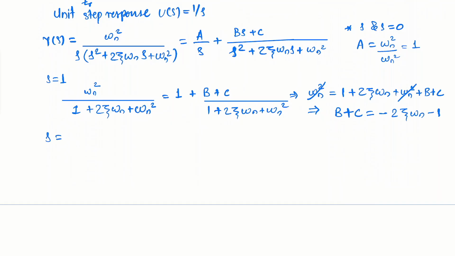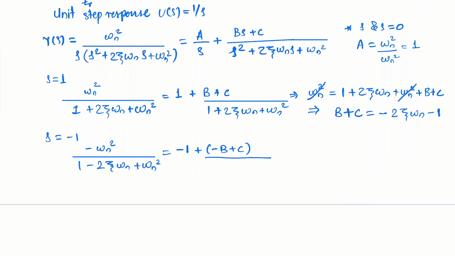Similarly, when we substitute S equals minus 1, we will get here omega n square, and since there is an S term here, we will get a minus sign, over 1 minus 2 zeta omega n plus omega n square. So S was minus 1, minus B plus C over the same denominator.